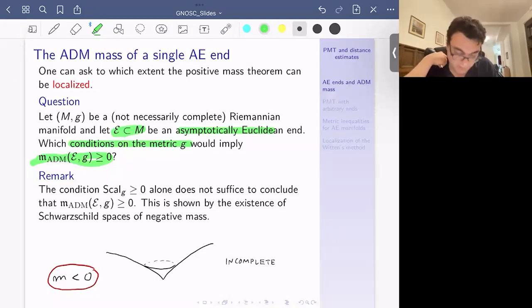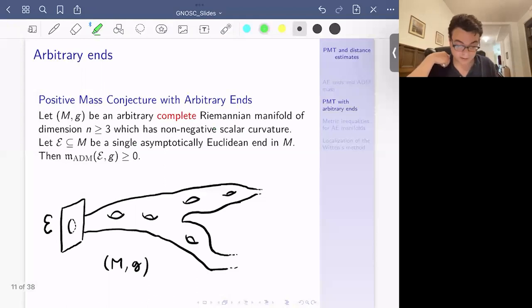So, as a problem that I want to consider as a guide, if you take M, it's a positive mass conjecture with arbitrary ends. So in other words, the first assumption that you want to make is that the other ends of the manifolds are complete.